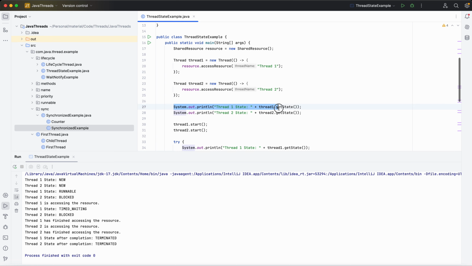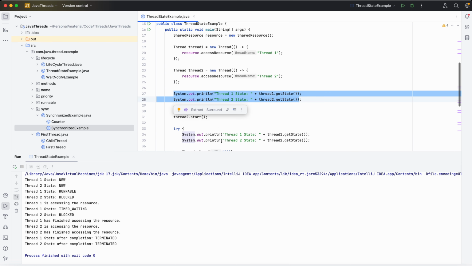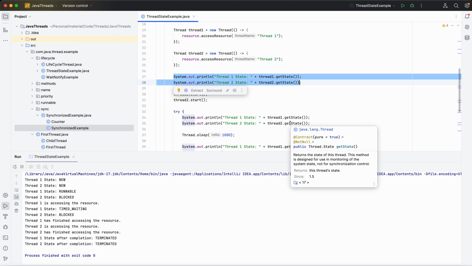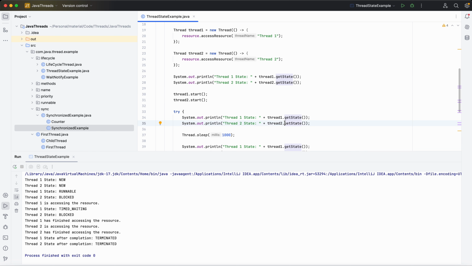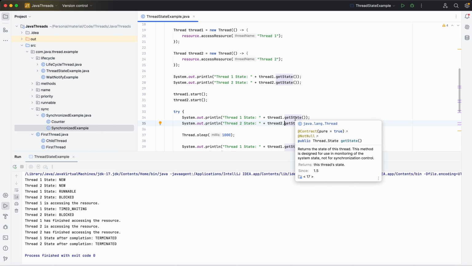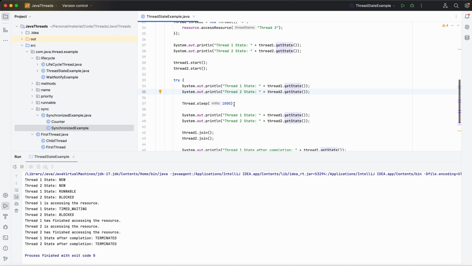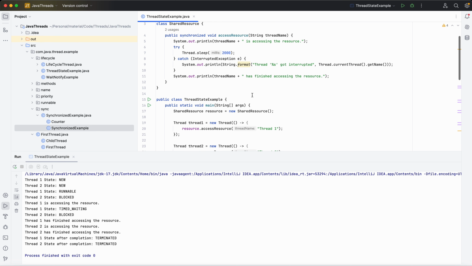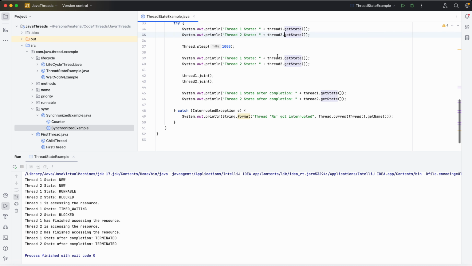Here the threads are in a new state, and after that one thread is runnable, meaning it has started running. Thread 2 went immediately into a blocked state because it cannot acquire the resource which is locked by thread 1. Then we still have to wait for another 1000 milliseconds, so we are waiting on thread 1. That means thread 1 is in a timed waiting state. Thread 2 will still be in a blocked state.